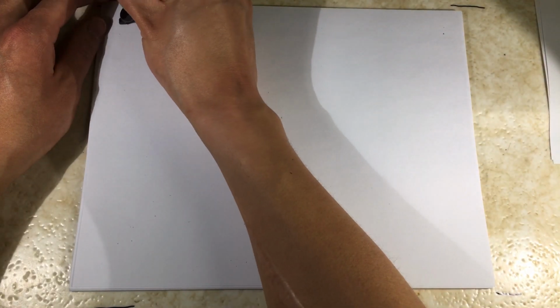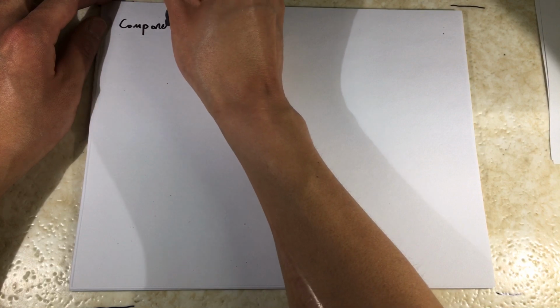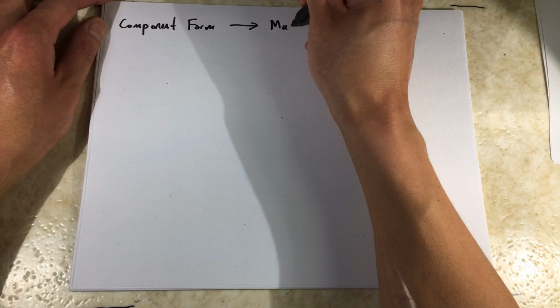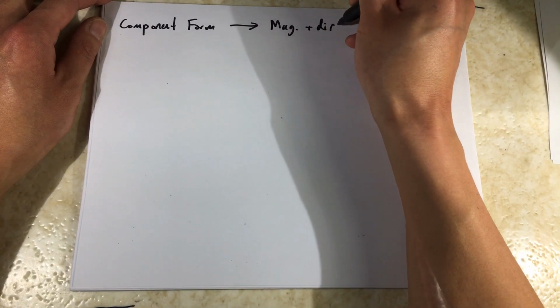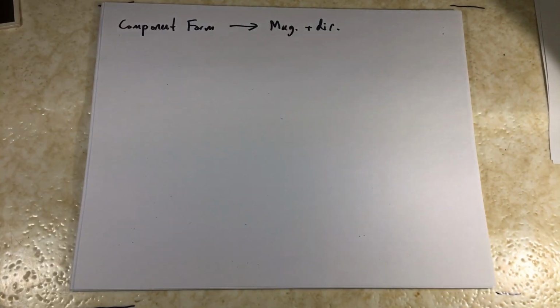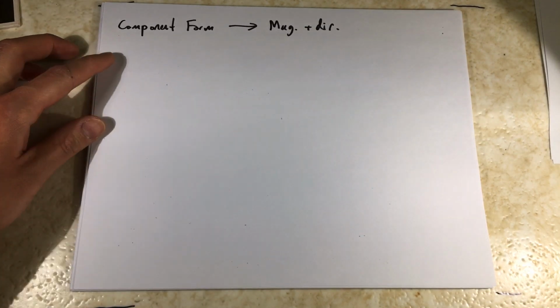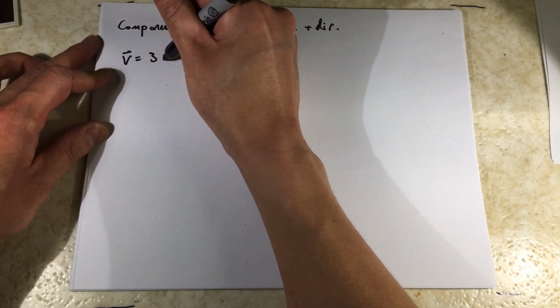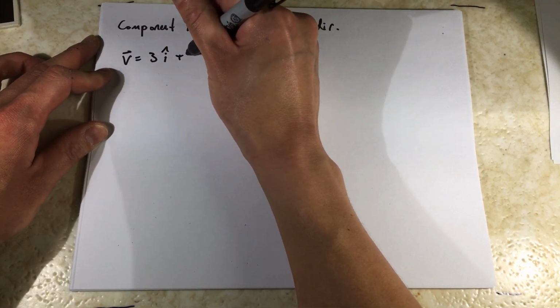All right, so we converted from magnitude direction to component form. Now we're going to do the opposite. So we're going to go from component form to magnitude and direction. I think this is like problems 5 through 8 of your homework. Is something like this. So we have a vector v. Let's say it's like 3 i hat plus 2 j hat.